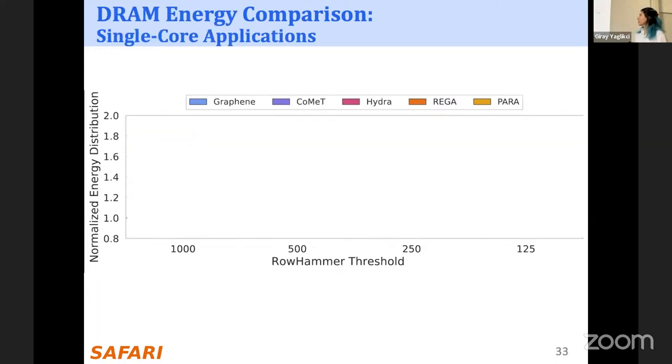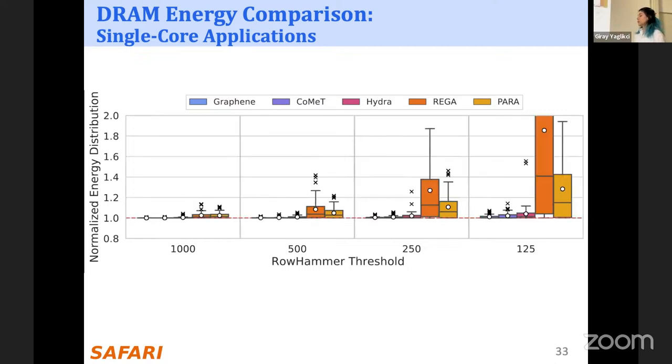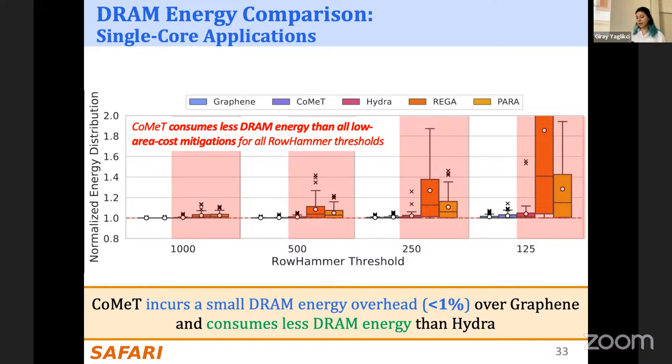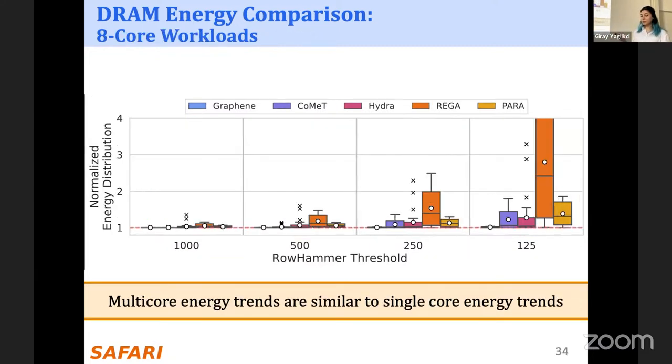And let's look at the DRAM energy comparison across single-core applications. So these are the results for all RowHammer thresholds that we tested. And again, CoMeT consumes less DRAM energy than all low area cost mitigations for all RowHammer thresholds. And it incurs a small DRAM energy overhead over Graphene and consumes less DRAM energy than Hydra. And for multi-core workloads, the trends are still very similar.